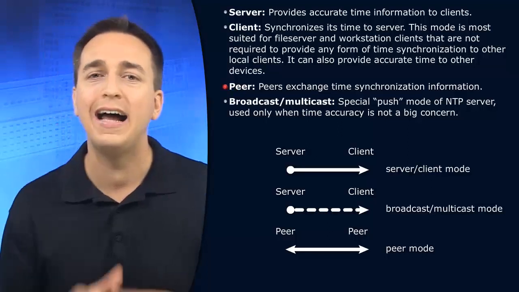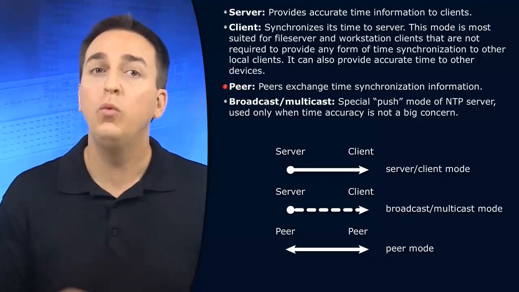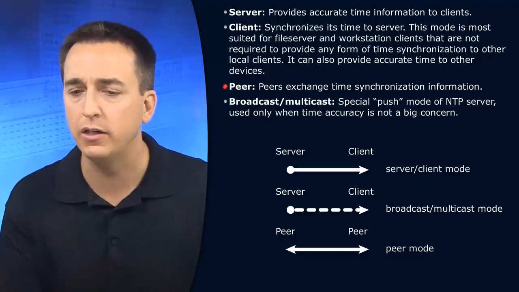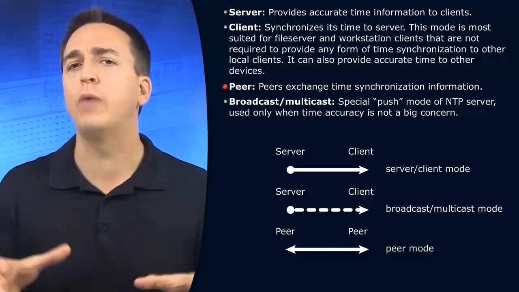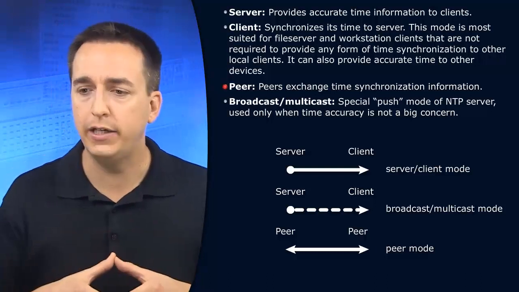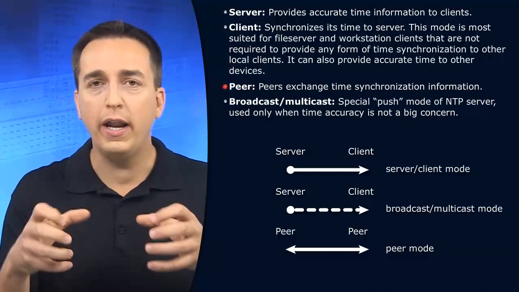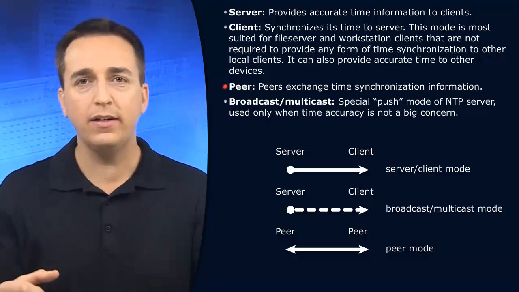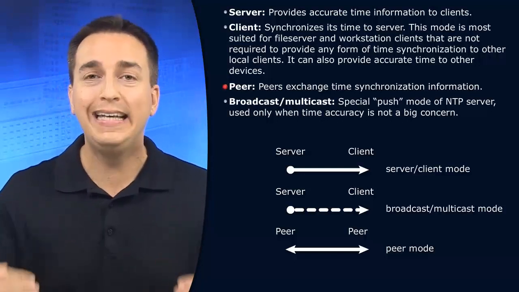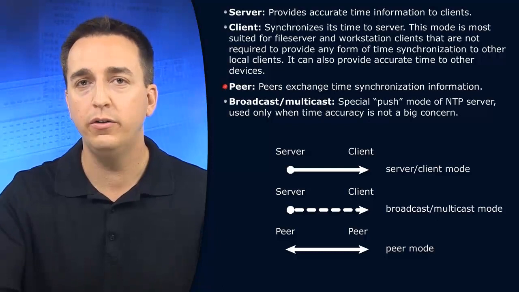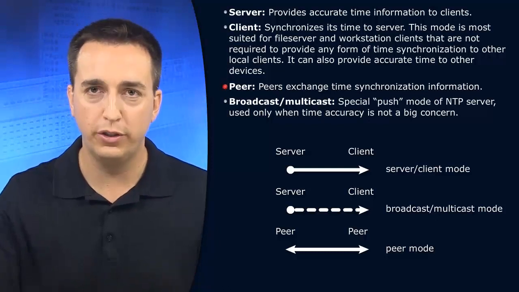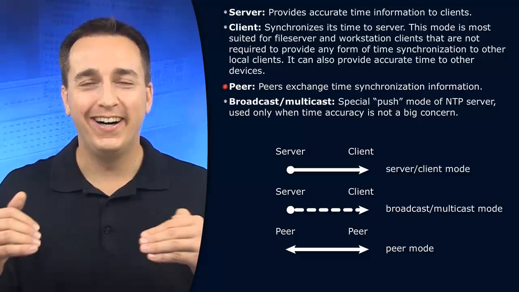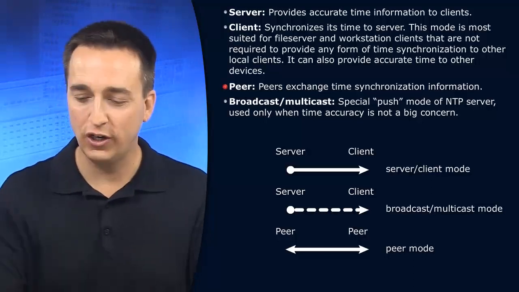If we want to provide high availability and redundancy, we can even implement peers. What do we mean by peers here? Well, let's think about two edge routers in our organization. We have one edge router connected up to the internet, another edge router connected up to the internet, and they're both getting their time from the U.S. Naval Observatory authentic NTP server.